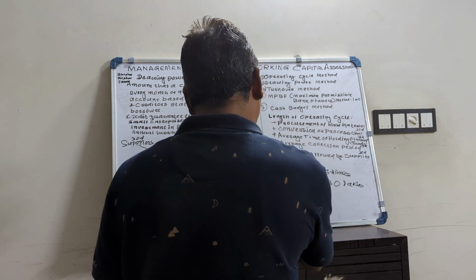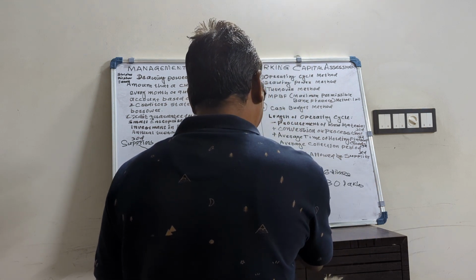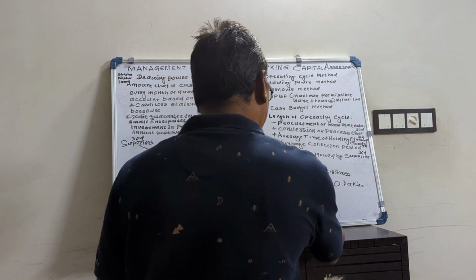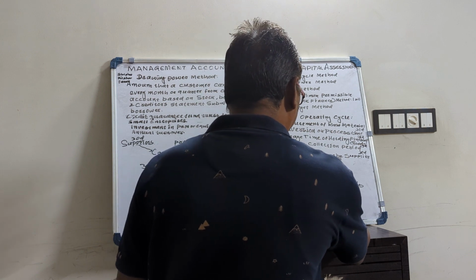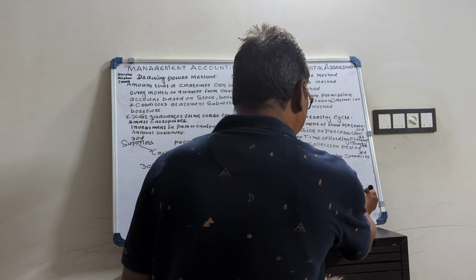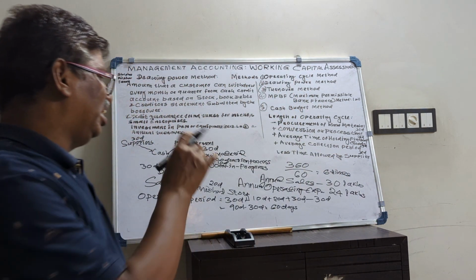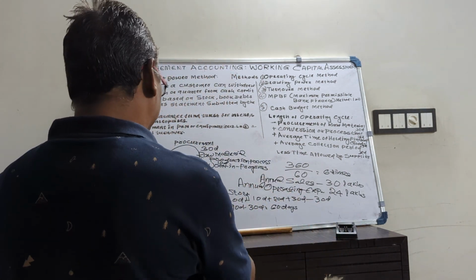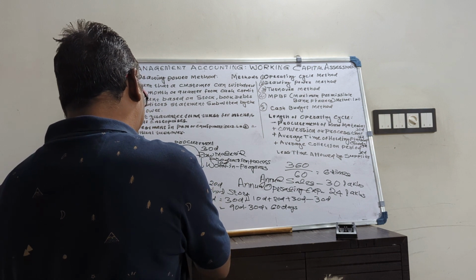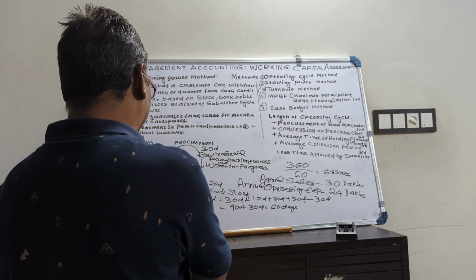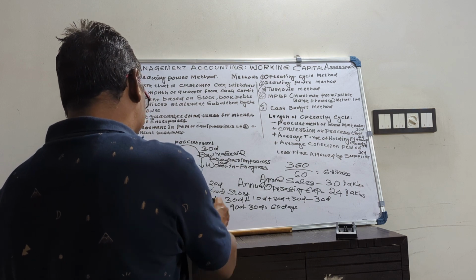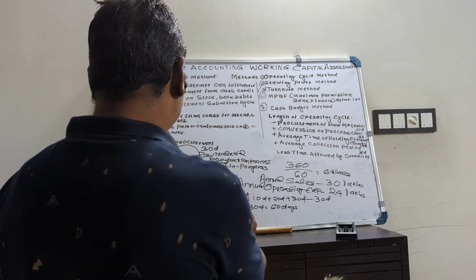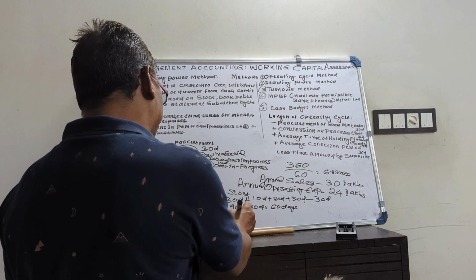And operating expenses, suppose annual operating expenses are 24 lakh. So the business needs 24 lakhs during the year for running of the business. That 24 lakhs the banker will finance: 24 lakhs divided by the number of times of the production cycle, that is 6 times. So 24 lakh divided by 6. So 4 lakh will be the working capital limit.